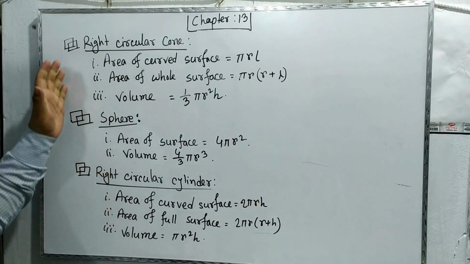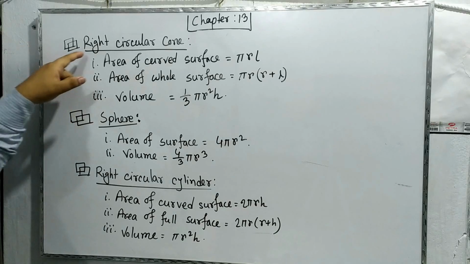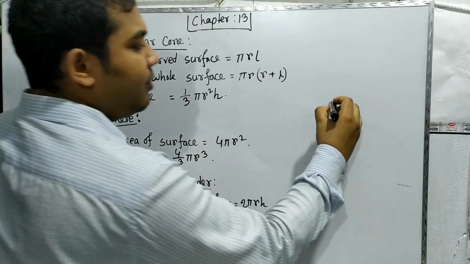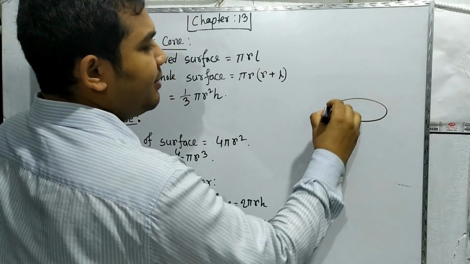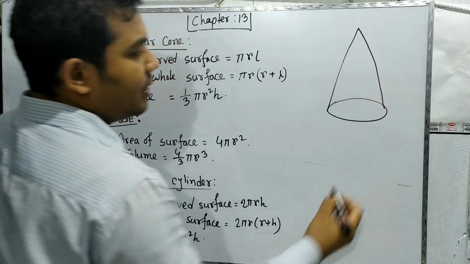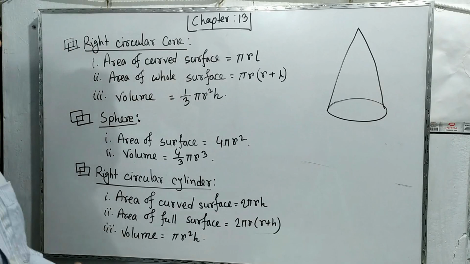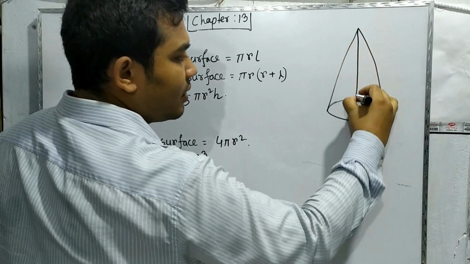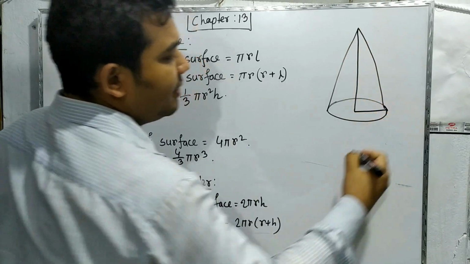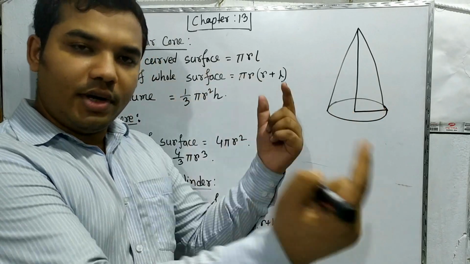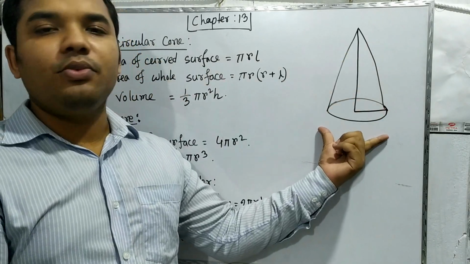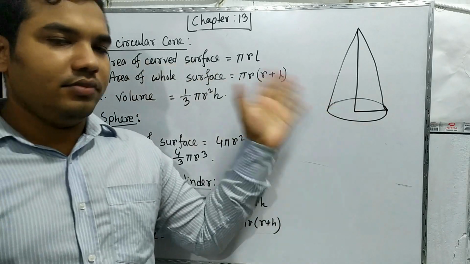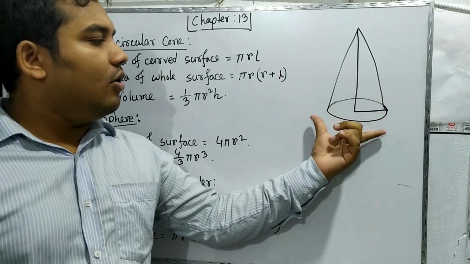Now the topic is the right circular cone. What does a cone look like? It looks like this. These are known as cones, and these are called right circular cones, because if a right-angled triangle is rotated this way, these types of cones are created.